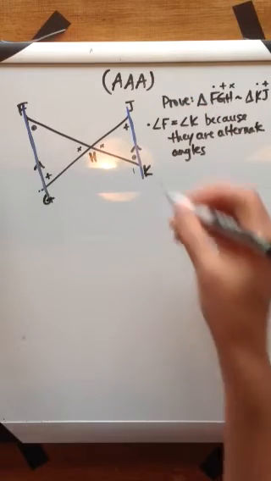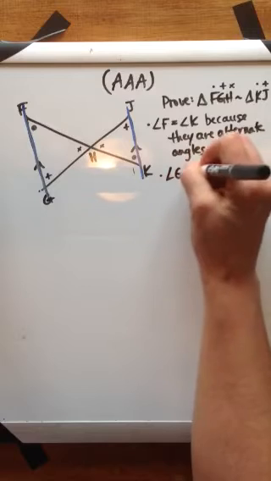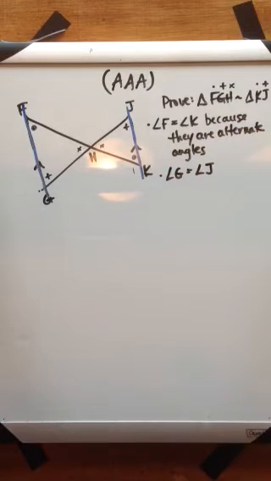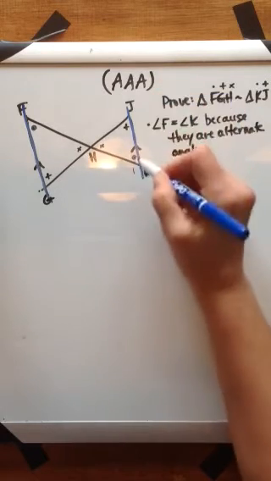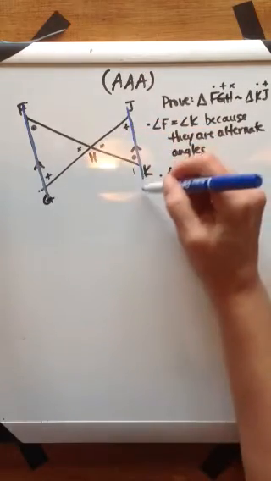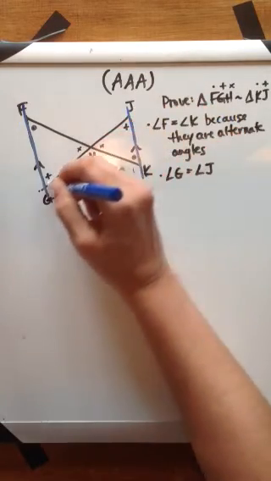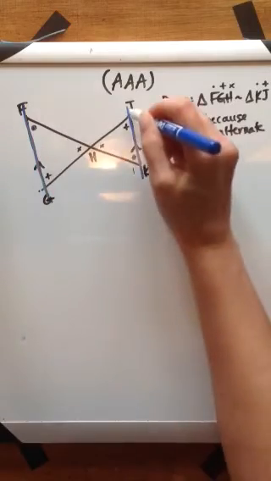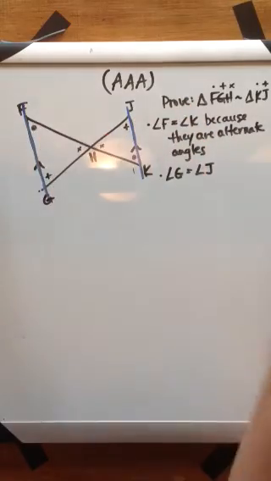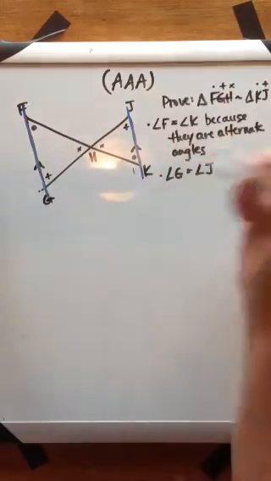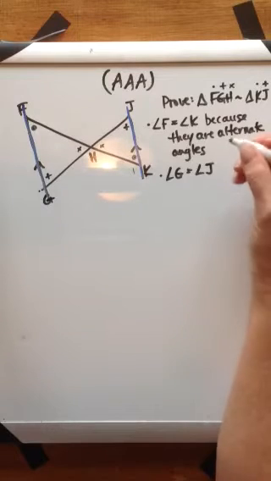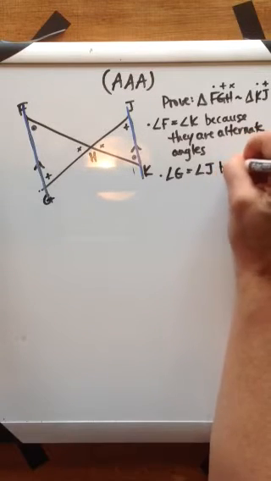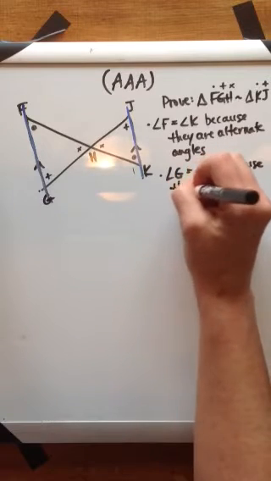Let's next prove that angle G is equal to angle J. And once again, we can do that because we notice that in those parallel lines, we have that letter Z pattern again, where we go down one parallel line across the transversal and out the other one, heading up, across, and up, or as we did before, down, across, and down. So that means, again, that G and J are equal because they are alternate angles.